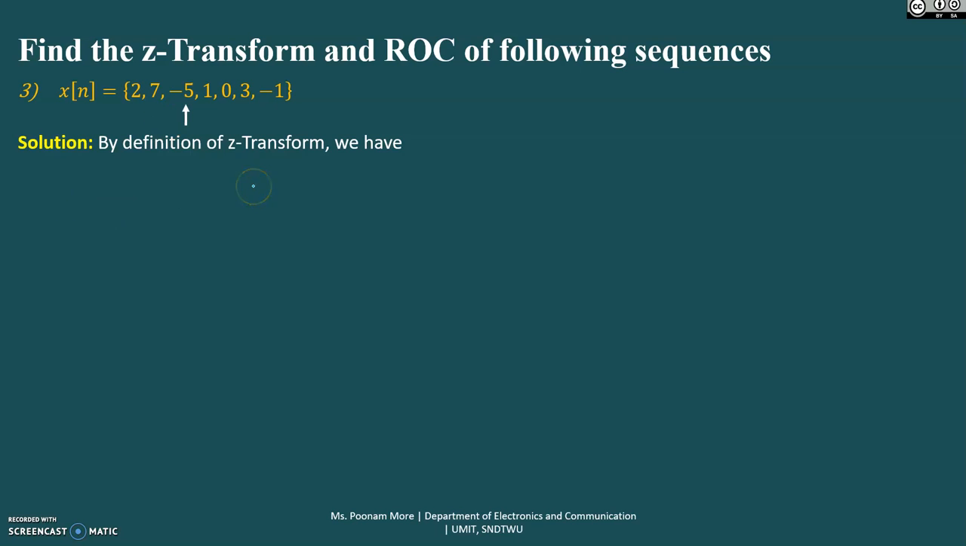So by the definition of Z transform, we can express x of z as the summation of x of n into z raised to minus n, where n is taking the value from minus infinity to infinity. As given, x of n is existing from -2 to 4, so we can rewrite this summation as the summation of x of n into z raised to minus n, where n will take the value from -2 to 4 because of the length of the given sequence.